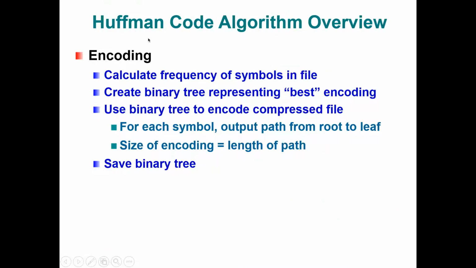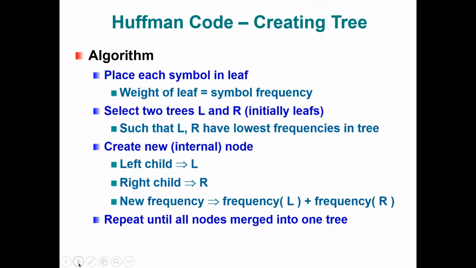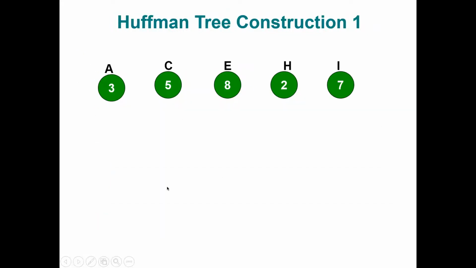Now, Huffman coding algorithm overview. Basically we calculate the frequencies of all symbols in the file and create a binary tree representing the best encoding. We will see how this works, and then save the binary tree. So this is the algorithm, you can see it once. So let's take an example.